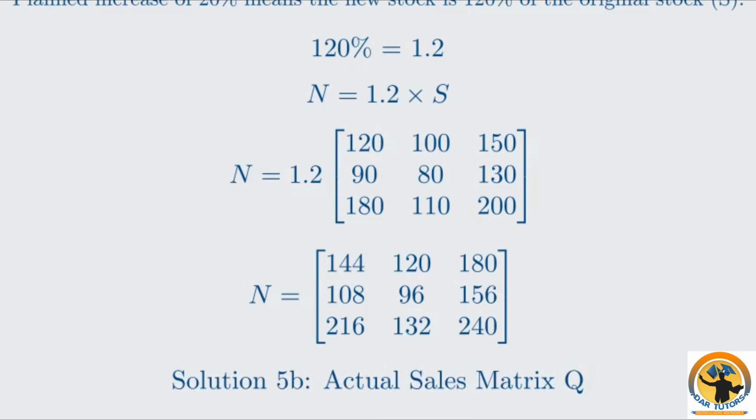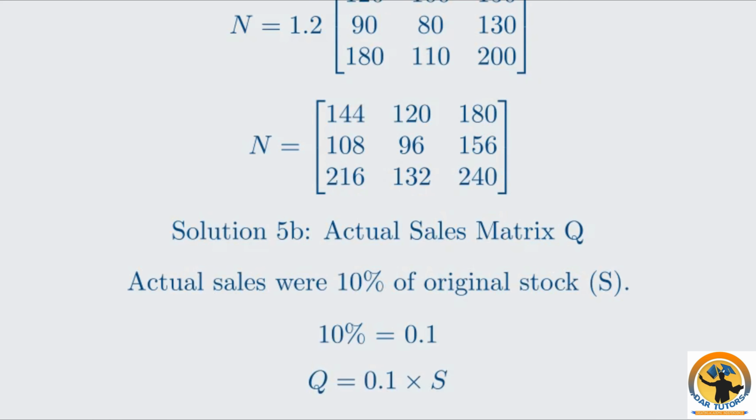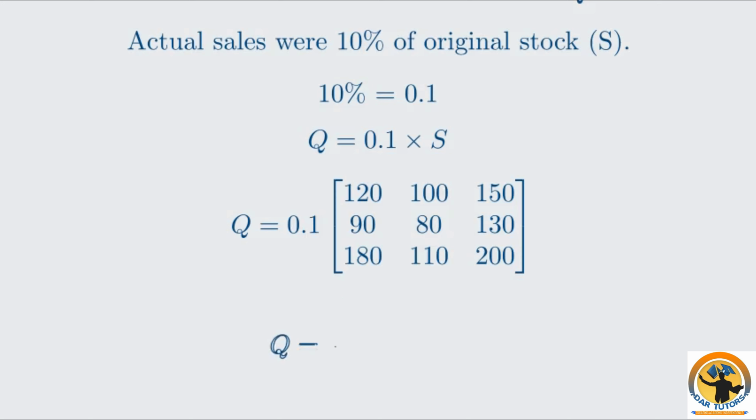For part B, sales were 10% of the original stock. This will be our sales matrix, Q. Similar to before, we convert 10% to the decimal 0.1. So the sales matrix Q is found by multiplying the original stock matrix S by the scalar 0.1. Multiplying each element of S by 0.1 gives us our sales matrix Q.